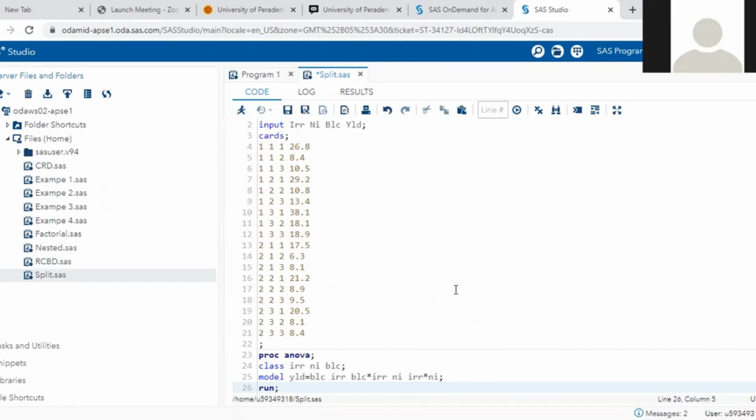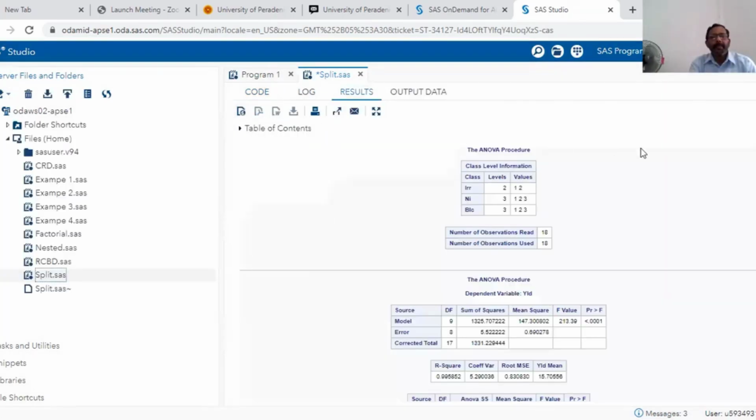Okay, sir. Right. We will submit the program. As usual, the first step, the whole information is coming up. Here the information is coming up. Irrigation level, 2 levels. Nitrogen, 3 levels. Block, 3 blocks. Total observation is 18.